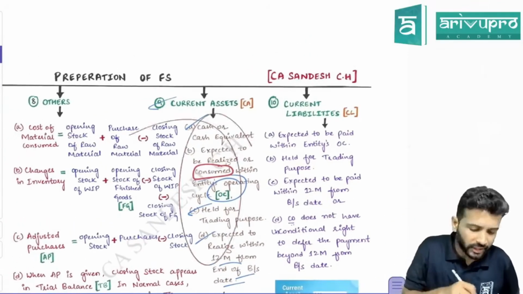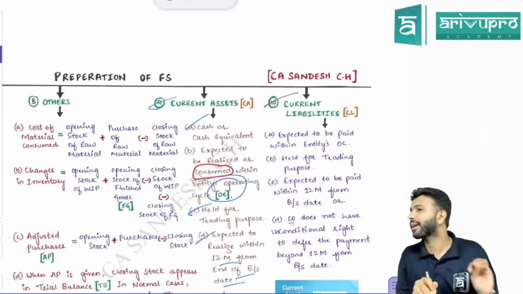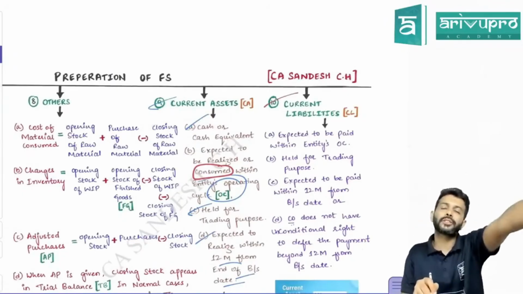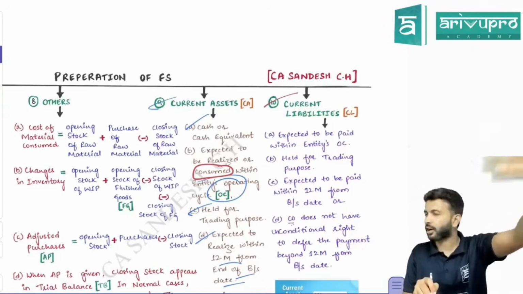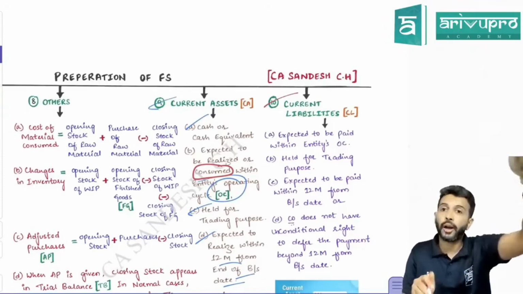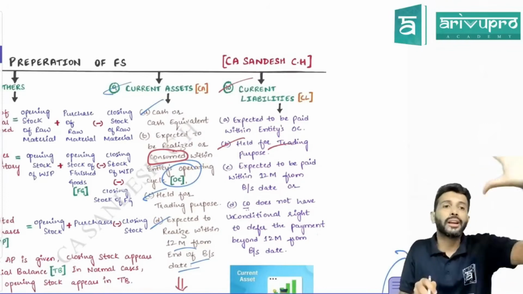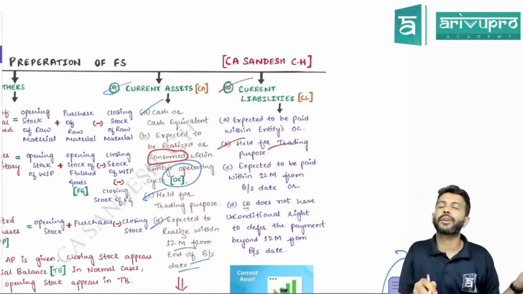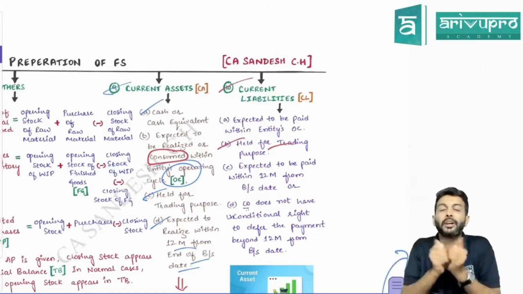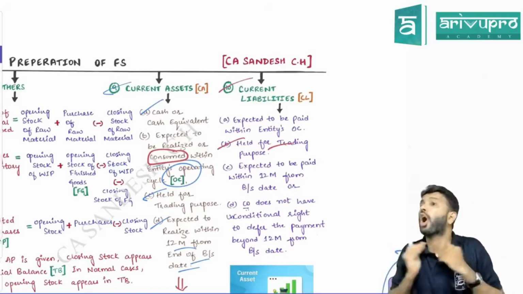So if you know the definition of current assets, you can construct your own definition of current liability. What is the first definition of current assets? Cash and cash equivalent. What is the second one? Held for trading purpose. Here also same thing. Current liabilities are those which are held for trading purpose. What is the third component of current assets? They are those which are expected to be realized or consumed within the operating cycle.